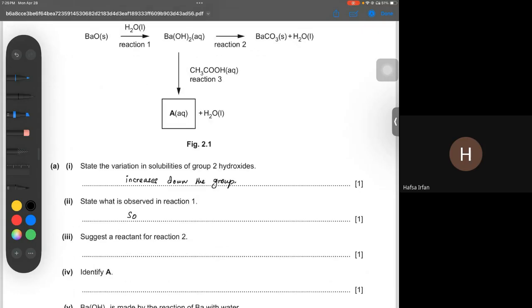The solid disappears, and this is a white solid. Okay, it's not a transition metal.